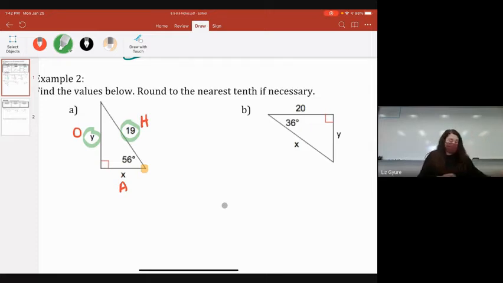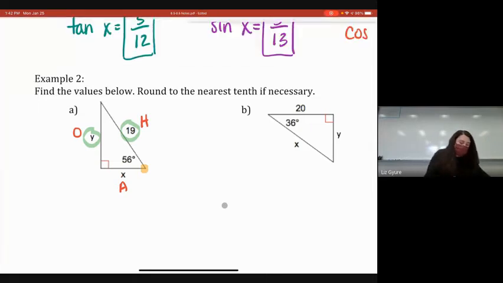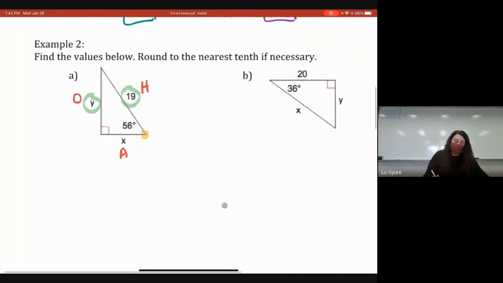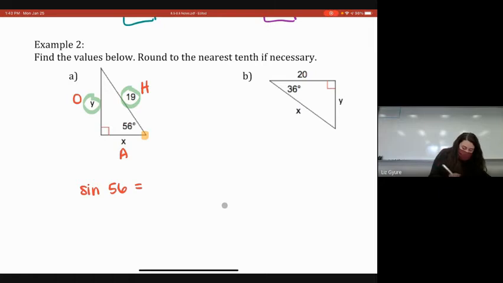Here I want to find the opposite. I know the hypotenuse. So here's how you set this up. This is what that little table up at the top is for. That's like your little formula. Since we want to use the sine ratio, we write sine of 56, because that's my angle, equals the opposite measurement, which I don't know, it's y, over the hypotenuse, which is 19.